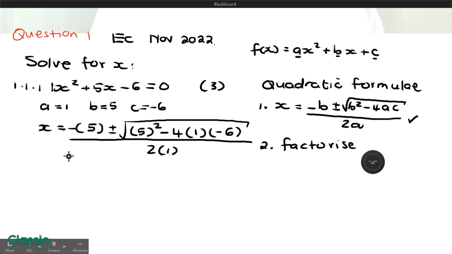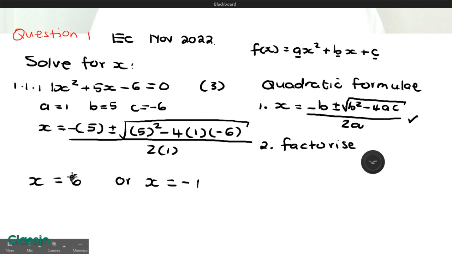When you press this on a calculator, you are going to find that the value for x is going to be 6, or x is going to be -1.